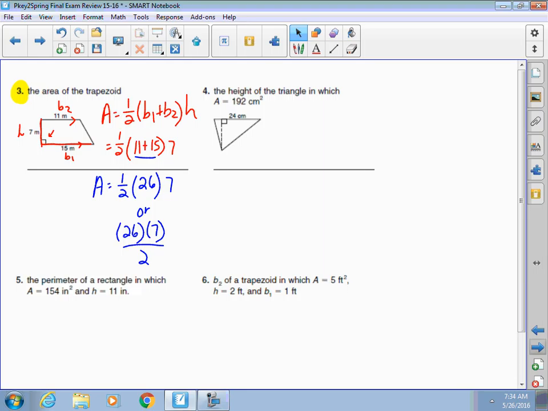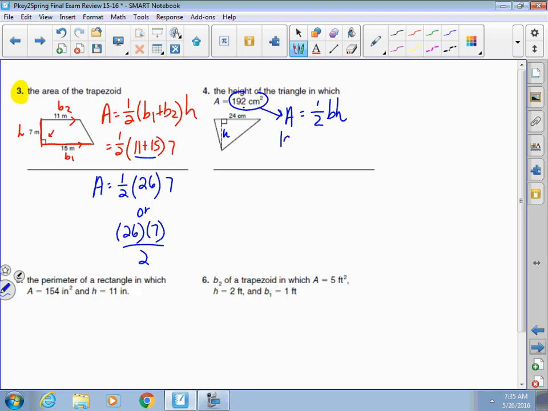You are expected to work backwards. I do want to talk about working backwards on number 4, because you will do that on another type of problem. It says here, we want to find the height of the triangle, which has an area, and it tells me the area is 192. So we're looking for this. And again, we have 1/2 BH. I already know what the A equals, so I'm substituting that in. It's the 192. 192 equals 1/2. I know my base is 24. I'm trying to find my height.